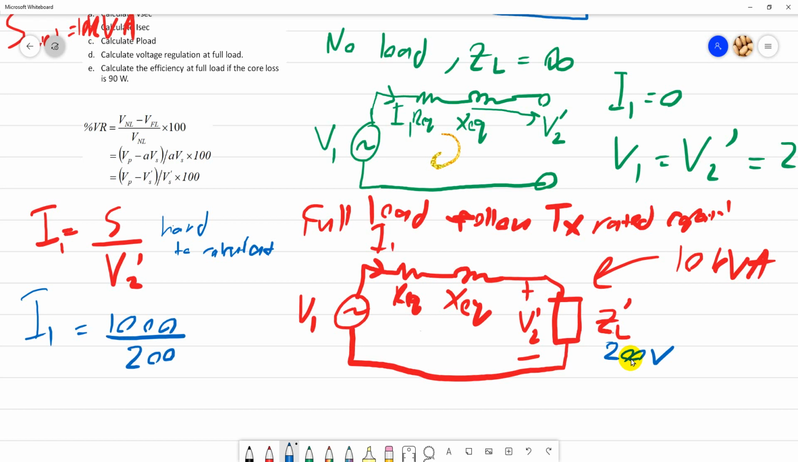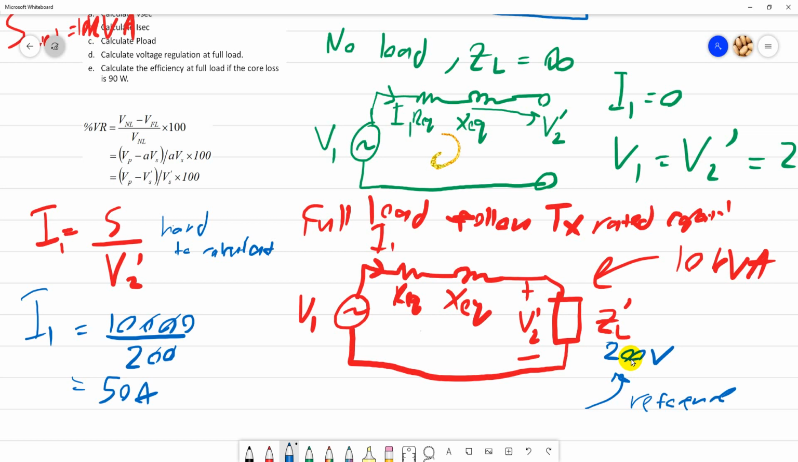So you get 5 ampere, correct? Oh, I forgot another 0. 10 kVA, so 50 ampere. So you get this one. And then how about the angle? For the angle, we assume that this one is the reference.